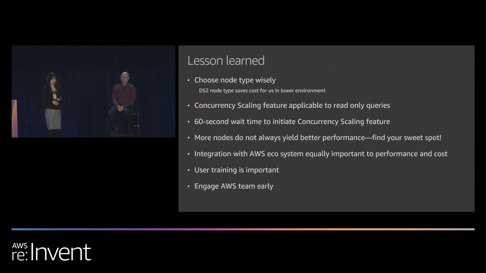And a couple of the lessons learned that I'd like to share with everyone. First, choose the node type. You don't have to stick with the same node type for all of your environments. In our case, for development and test environments, we use DS2, which can hold much more data for us. And going to UAT and above, we use the production configurations to save our cost.